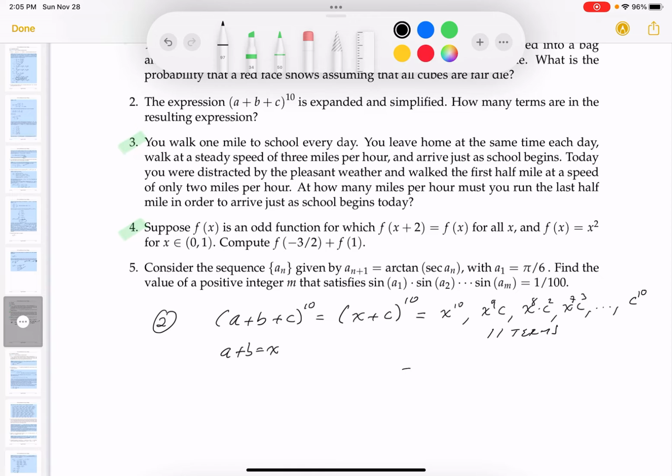Now here comes the problem, by the way. x is really not x, it's a plus b. So it's going to be a plus b to the 10th, a plus b to the 9th times c, and you get the idea. A plus b to the 8th times c squared plus yada, yada, yada, down to c to the 10th. All right, I got to start counting terms now. All right, how many terms are we getting?